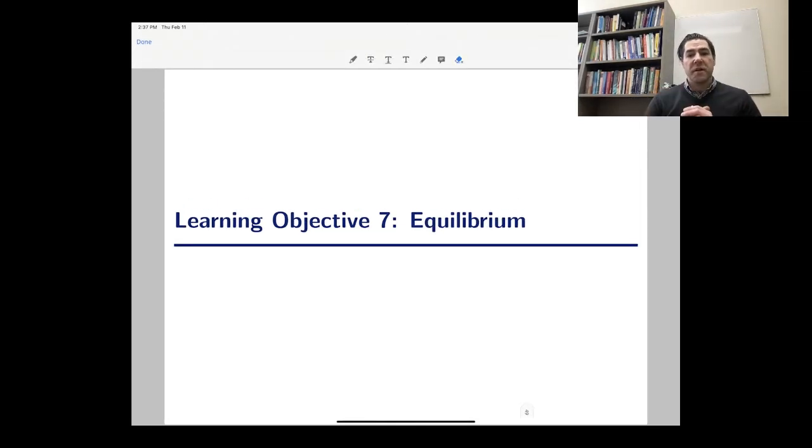Okay, so now it's going to get interesting. In learning objective 7, we're going to put this demand and supply together to understand how prices are determined in equilibrium. And then ultimately, we'll be able to use that framework to predict how various events are going to affect prices. And as the semester goes on, we'll introduce this framework into the understanding of the macroeconomy.